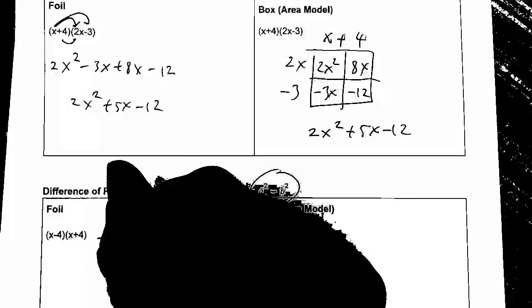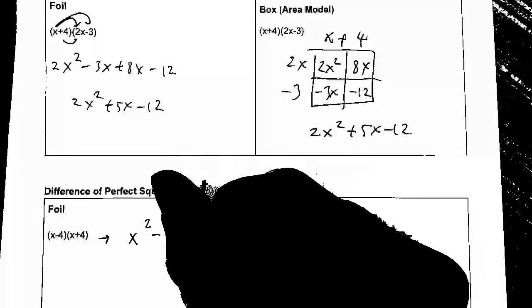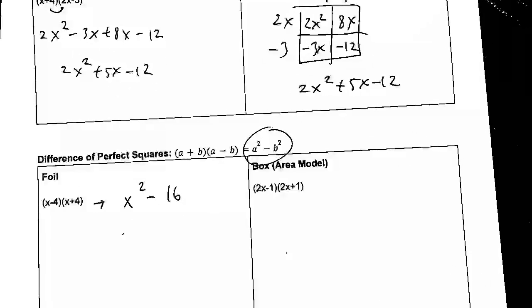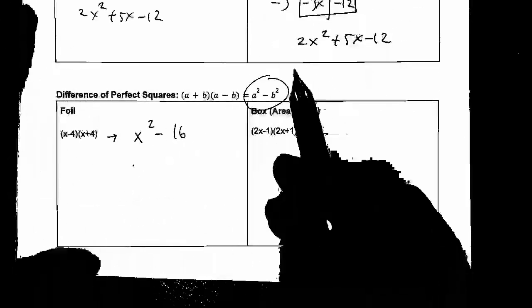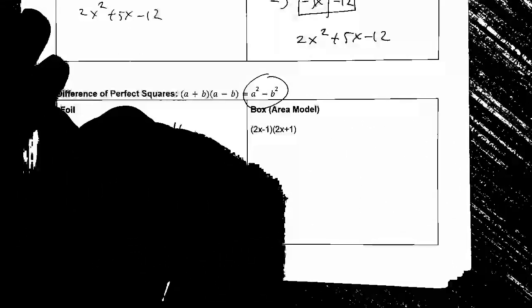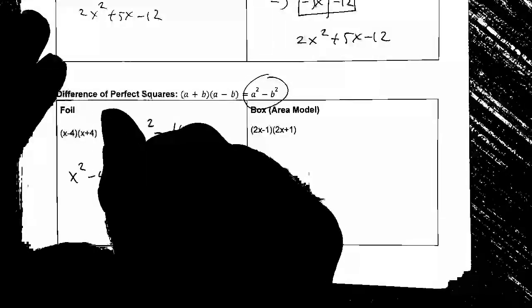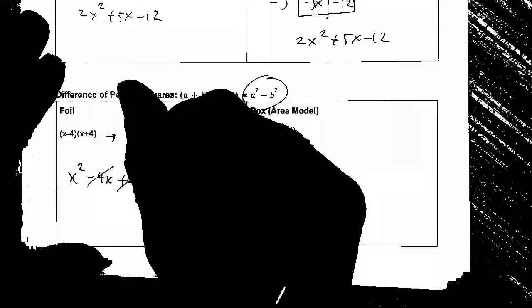So here, without even foiling it, I know it's going to be x squared minus 16, because it follows this pattern. I can't see because of your big podium thing. But couldn't we still foil it? Yes, you can still foil, and we would get x squared minus 4x plus 4x minus 16, and then these two would cancel, and you'd get the same thing.